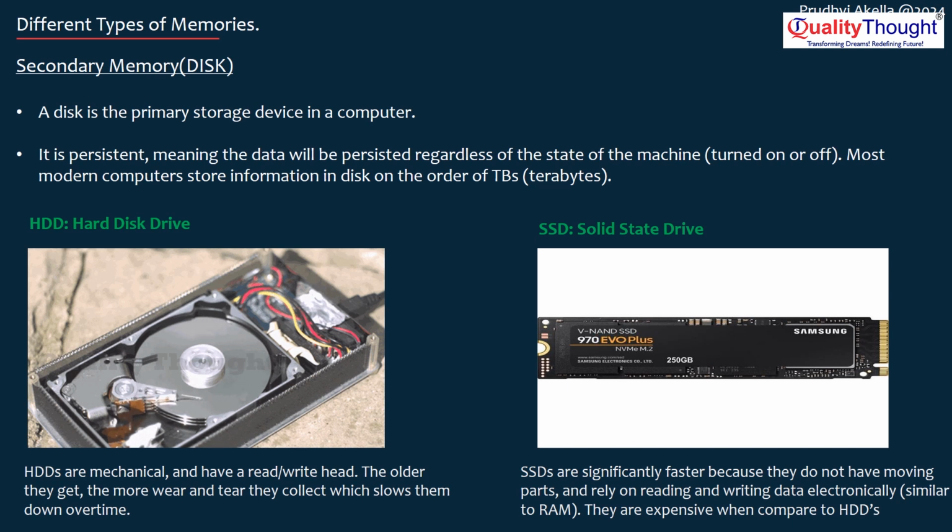So there are two types of disks. Traditionally, HDDs are used as a disk, which are called hard disk drives, which have a mechanical component, which has a motor which rotates the disk, and there is a spindle which is used to write that information onto the disk. As the disk keeps rotating, the quality of the information that it stores will decrease. Sometimes the information stored onto the disk may get corrupted because the disk may tear.